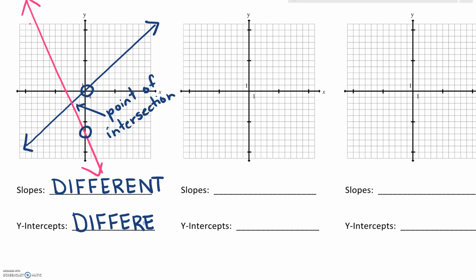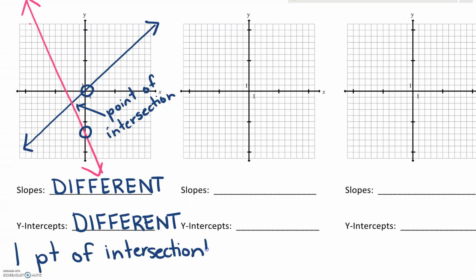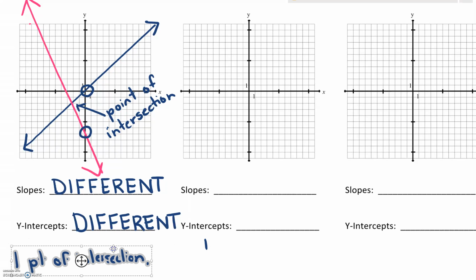So if the slopes are different and the y-intercepts are different, this means there is only one point of intersection. That will happen when you have different slopes and when you have different y-intercepts. It might be easier to see it on a graph rather than seeing it as an equation, but those are things that we need to start analyzing very, very well.